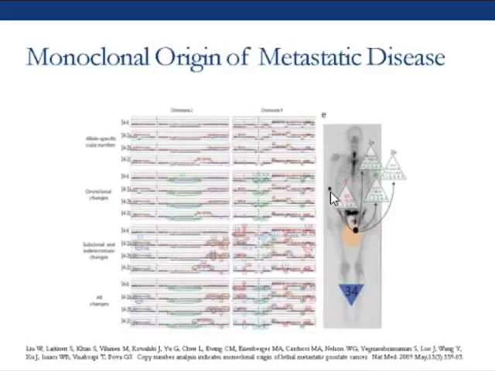Another potential proof of concept, if you will, of the index lesion is the monoclonal origin of metastatic disease. This was a group of Dr. Liu, and he looked at I think 30 patients with 93 metastatic lesions, and then they looked at single nucleotide polymorphisms to try to determine if all the metastatic lesions were from a precursor. What they were able to show was that the metastatic lesions all did come from a presumed single origin of prostate cancer.